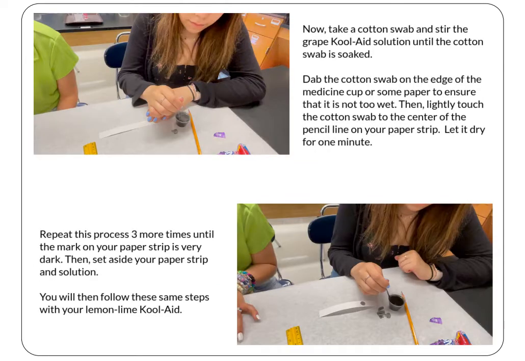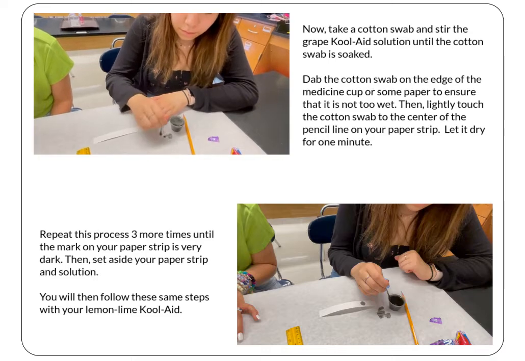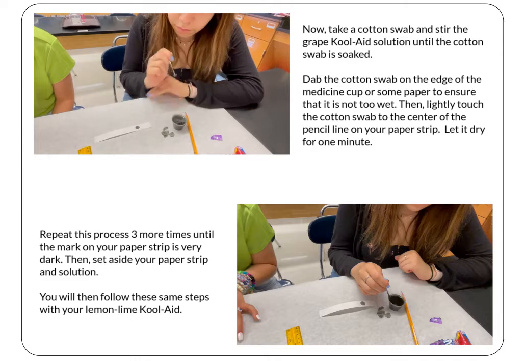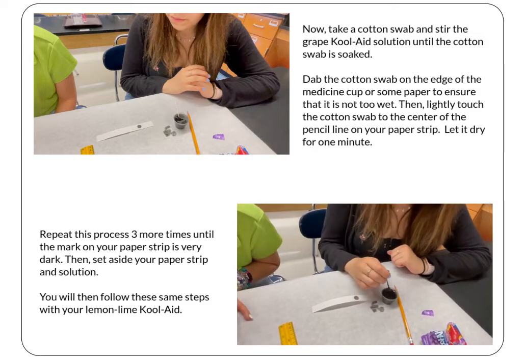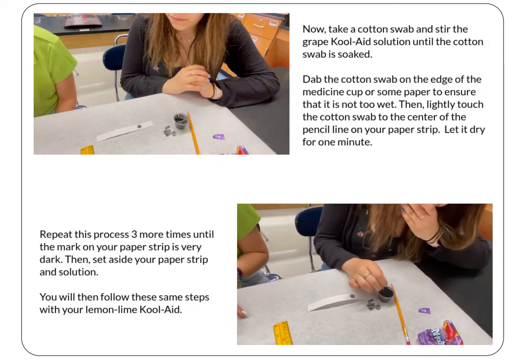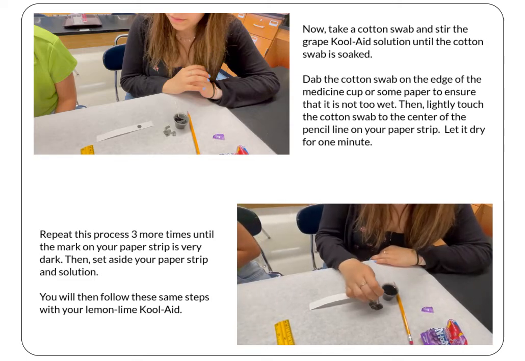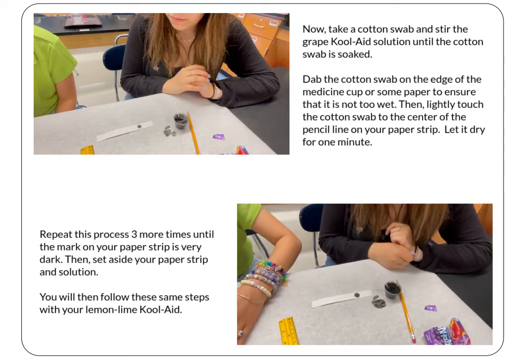Next, take a clean cotton swab and stir the grape Kool-Aid solution until the cotton swab is soaked. Dab the cotton swab on the edge of the medicine cup or some paper to ensure that it's not too wet. Then, lightly touch the cotton swab to the center of the pencil line on your paper strip. Let it dry for 1 minute. Repeat this process 3 more times until the mark on your paper strip is very dark. Then, set aside your paper strip and solution. You will then follow these same steps with your lemon lime Kool-Aid, your other paper strip, and a clean cotton swab.